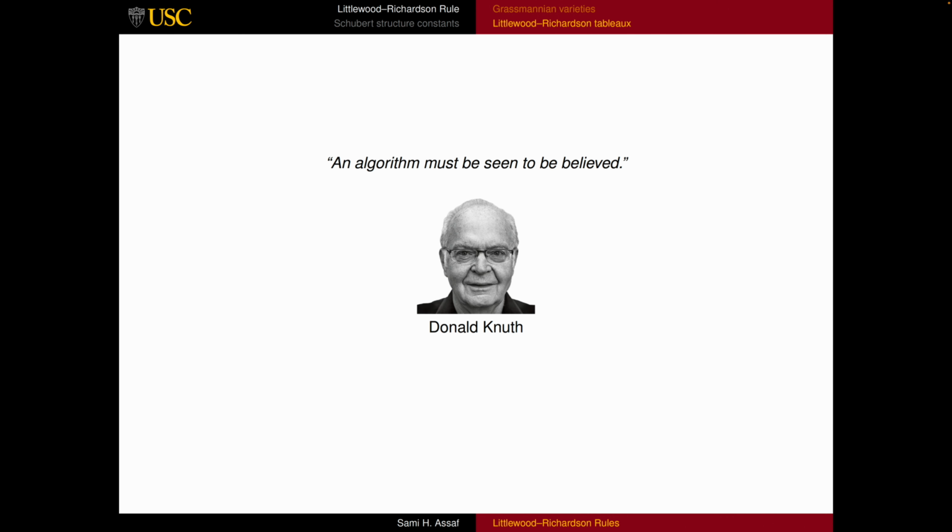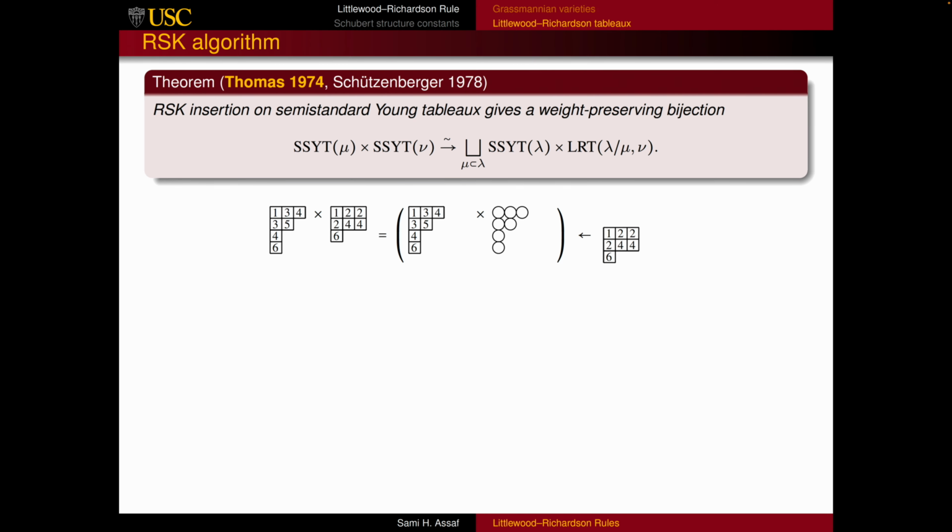So Don Knuth famously says, an algorithm must be seen to be believed. So let me show you the proof. So here's an example. Here's a tableau for a running example of shape mu. Here's a tableau of shape nu. I need to set up a bijection where I get a Littlewood Richardson, a standard Young tableau, that'll be this one, and a Littlewood Richardson tableau. So what I do is I start with this tableau here, this one. And now over here, I've got this tableau. And this is where I'm going to record the action.